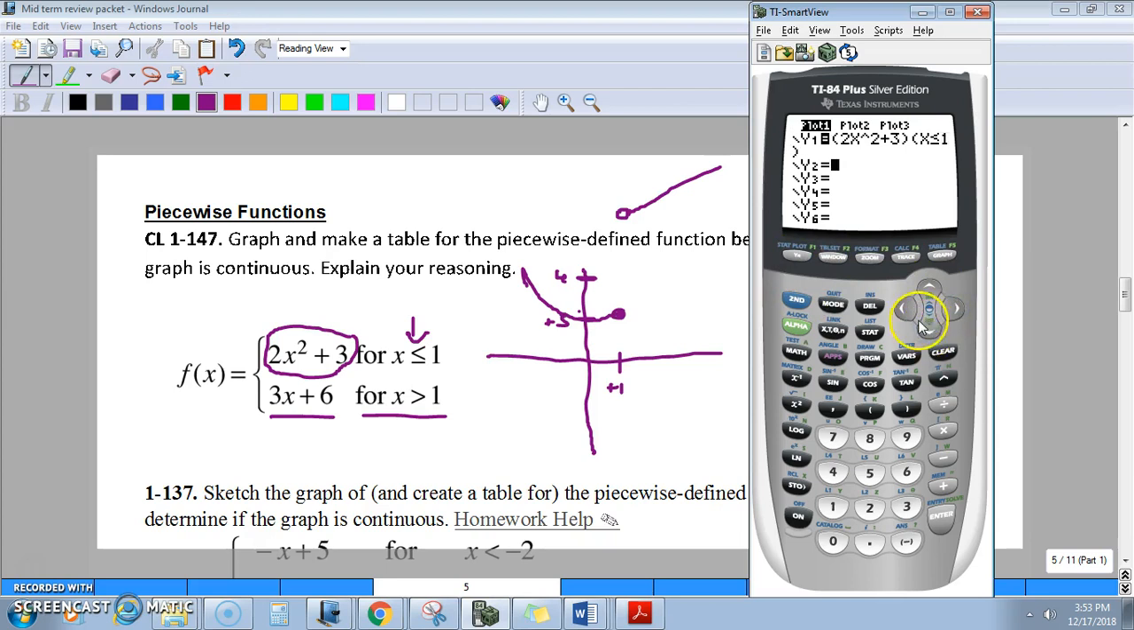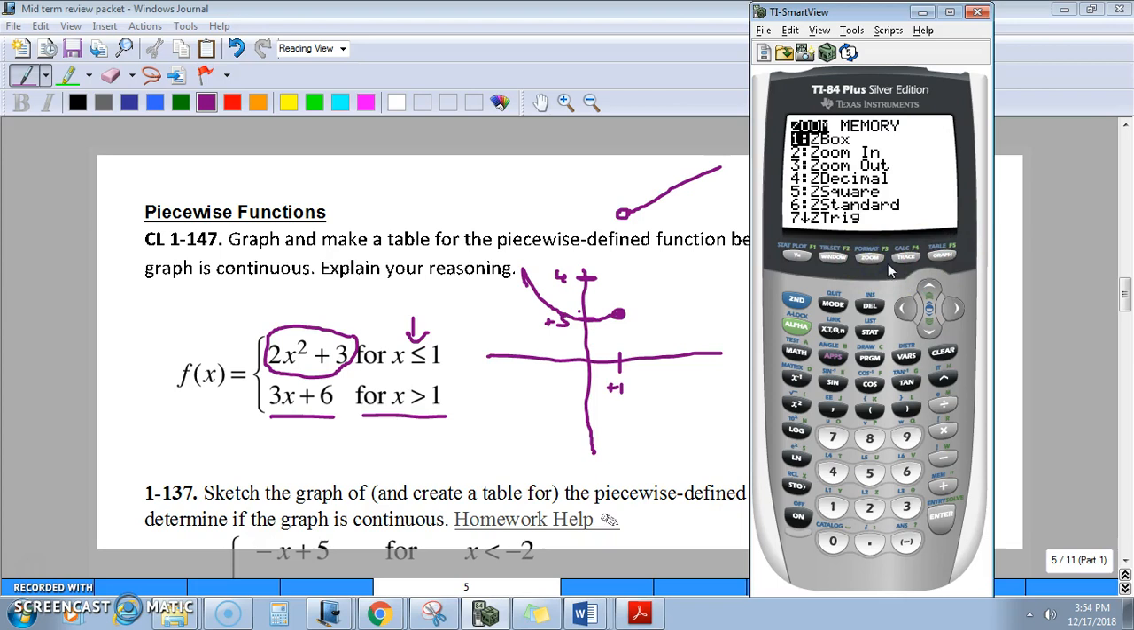So let's type in the second one. The second one is just that linear, but in parentheses, 3x plus 6. You might want to take notes on this so that you have those available for the test tomorrow. Parenthesis, for x is greater than 1, so parenthesis, now we're going to do our domain, x, and then second test is greater than, that's 3, 1, parenthesis, graph.